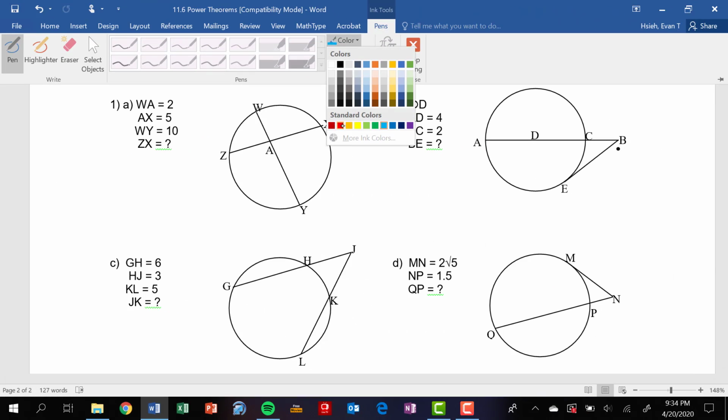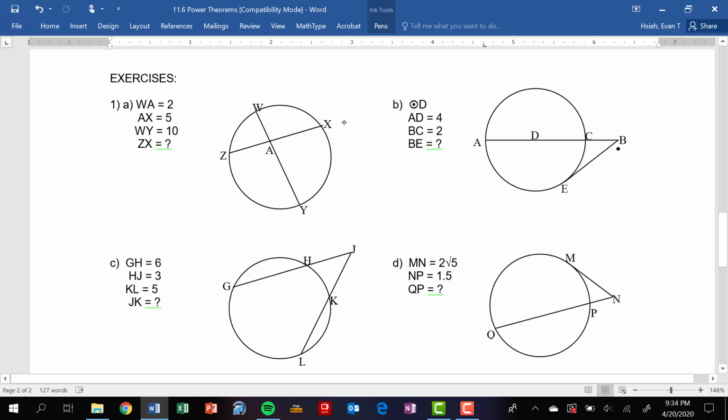All right, let's try some problems on the back side here. Given that this length is 2, this length is 5, WY is 10, which makes this 8, and you're looking for ZX. Let's find ZA first, and then we'll just add 5 to it.